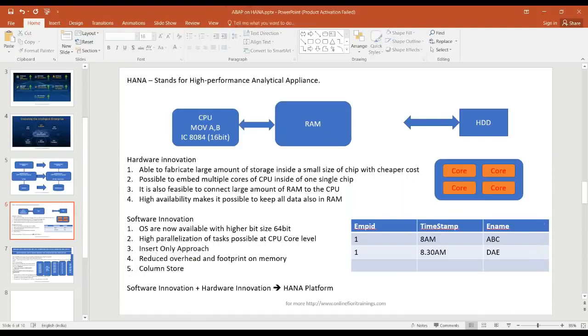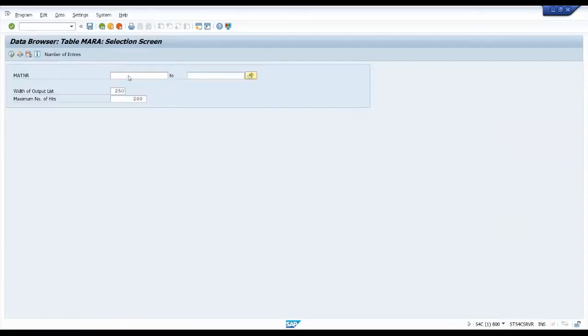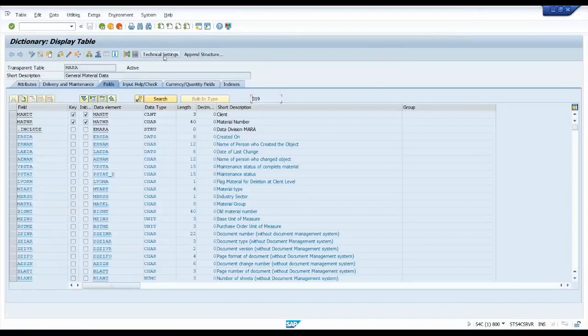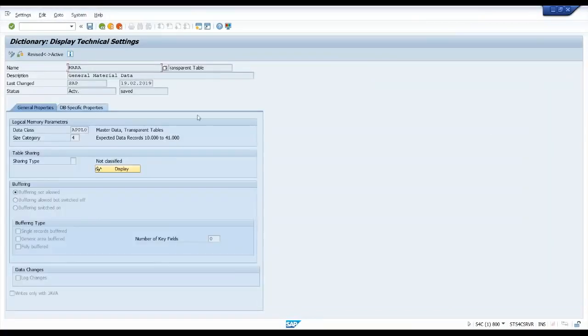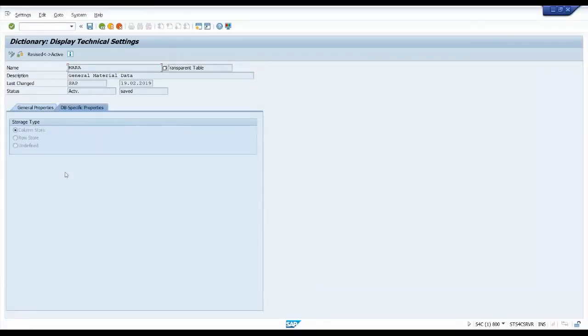Where can we see this setting? Very easy. Go back to your database table. Go to the system menu. You can go to technical settings. Now here in the technical settings, you can see DB specific properties. Just go inside the DB specific properties, and you can see here, guys, the types of storage which can be chosen for a database table in an S4 HANA system or Suite on HANA system. And you see by default, it is converted to column store. That's your standard MARA table. SAP already did that. Of course, if you're using your custom table, you have to do it yourself.